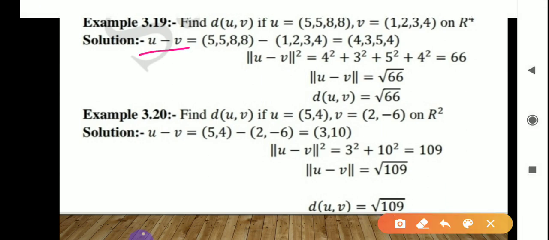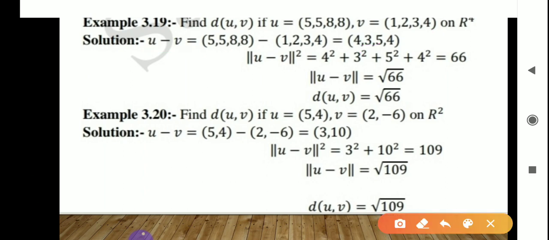So u minus v is equal to (5, 5, 8, 8) minus (1, 2, 3, 4). How do we take the subtraction of these two vectors? Same as matrices: 5 minus 1 is 4, then 5 minus 2 is 3, then 8 minus 3 is 5, and 8 minus 4 is 4. So we get (4, 3, 5, 4). This is the difference u minus v. Now we have to find its norm.